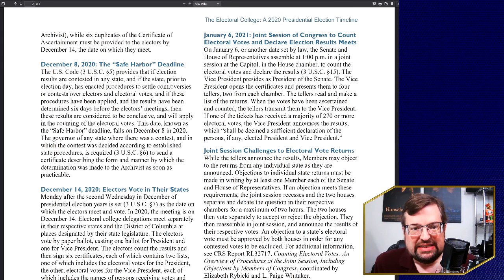Where it all happens. January 6, 2021, the joint session of Congress to count the electoral votes and declare the election results. This is when the president is actually chosen. The Senate and the House assemble, declare the results, and if one of the tickets has 270 or more, then the vice president announces the results, which shall be deemed a sufficient declaration of the persons, if any, elected president and vice president. So it's really the vice president. It's going to be Pence up there saying who won the election. That's it. That's when it all happens.